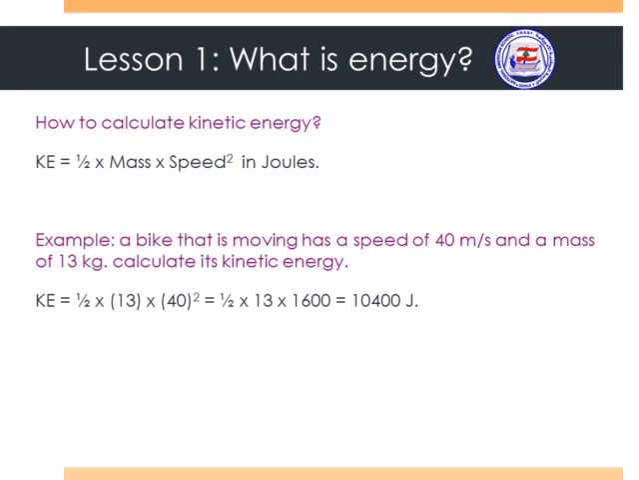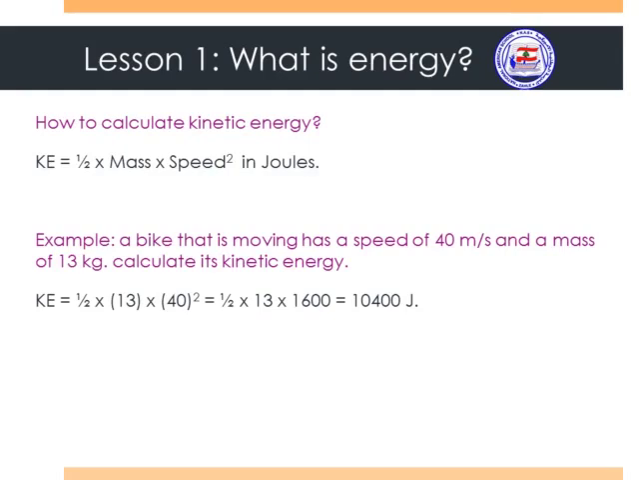So let's apply the equation. A bike is moving and it has a speed of 40 meters per second and a mass of 13 kilograms. Calculate its kinetic energy. So to calculate the kinetic energy, we simply replace the given in the equation.